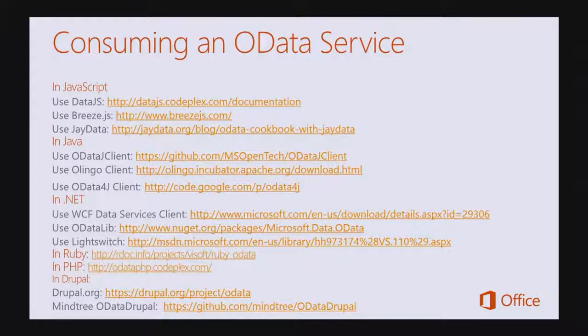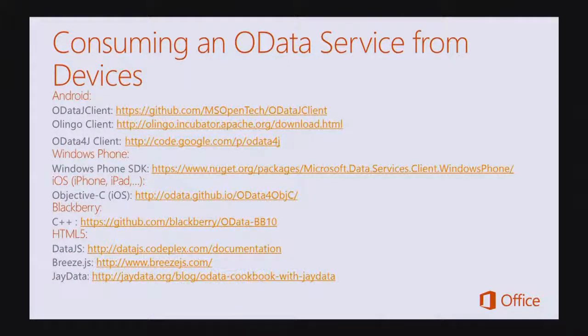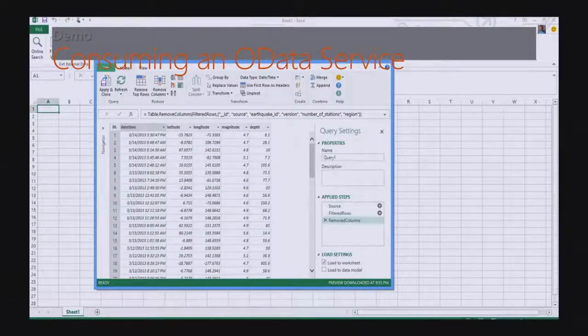What does that get you? Why do you want to build an OData service? Well, because there are a lot of ways to consume an OData service. Again, from JavaScript, Java, .NET, Ruby, PHP, Drupal, there are a lot of different libraries for people to write applications. There are a lot of different devices that we support OData on. So there are client libraries for all these different devices. And there are applications like Excel that allow you to build a query and import data into your spreadsheet. So I'll show an example of that real quickly.